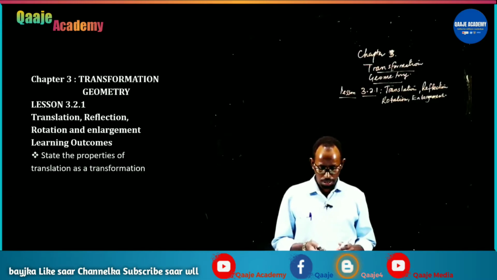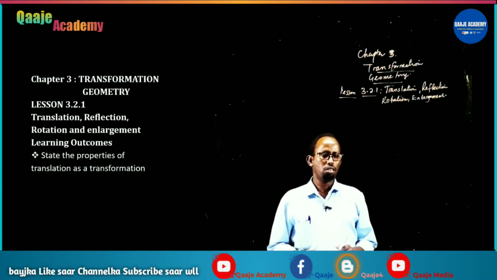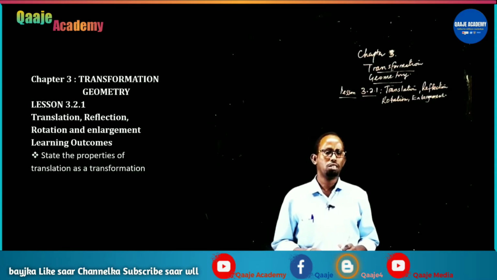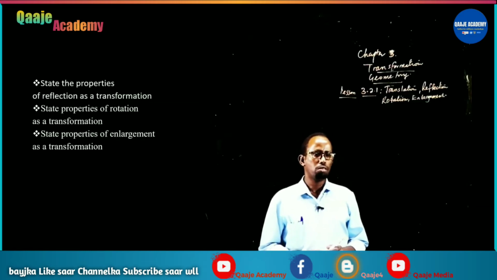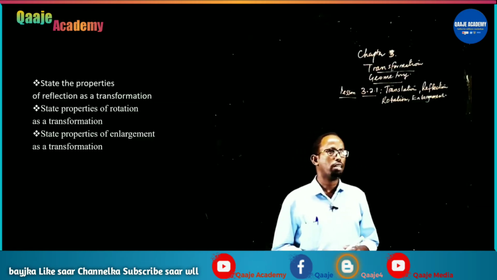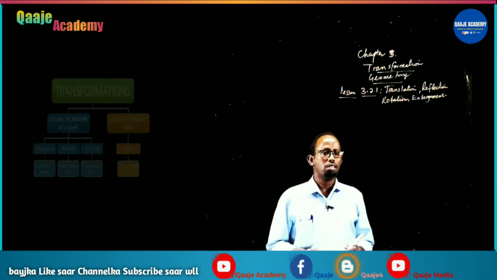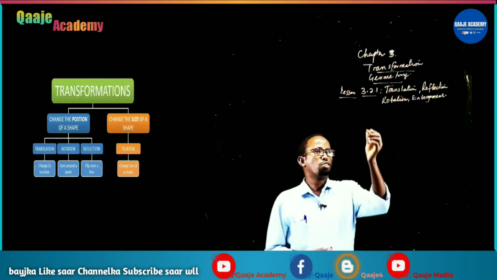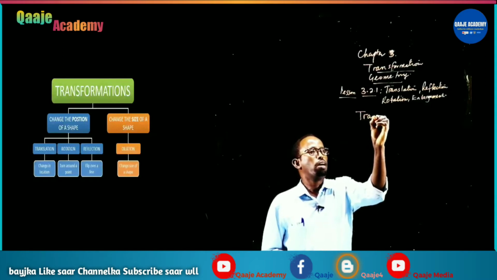Learning outcomes. By the end of the lesson, learners should be able to state the properties of translation, the properties of reflection, properties of rotation, and enlargement. Now, we'll start with translation. First of all, the word transformation is from the word transform.